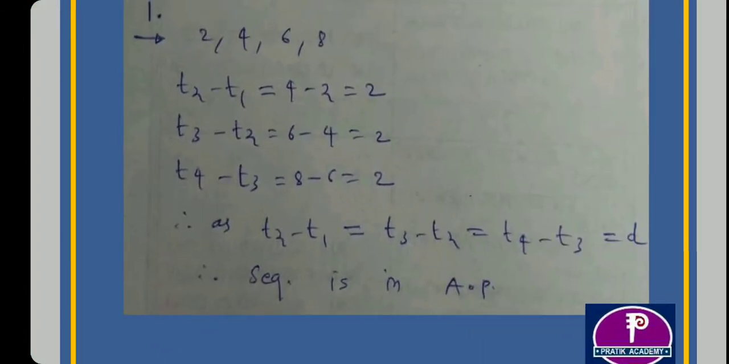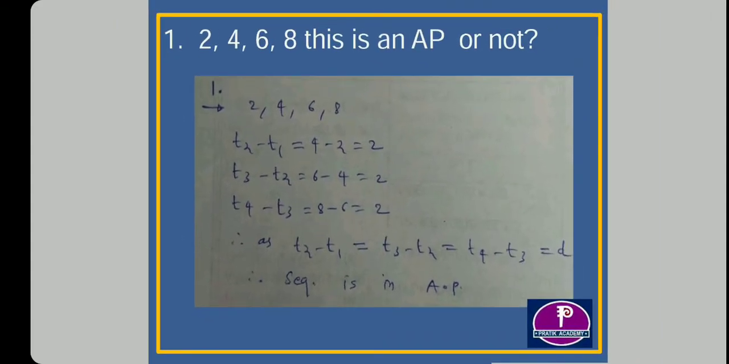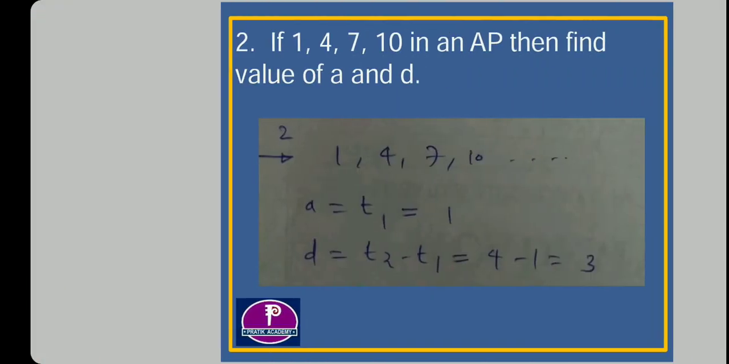So check here, T2 minus T1 is coming 2, T3 minus T2 is again coming 2, T4 minus T3 is again 2. That means the difference is constant, or the difference between consecutive terms is constant. So this sequence is in AP.